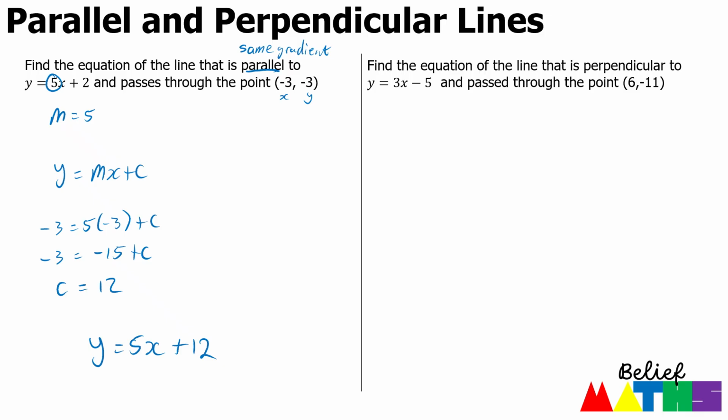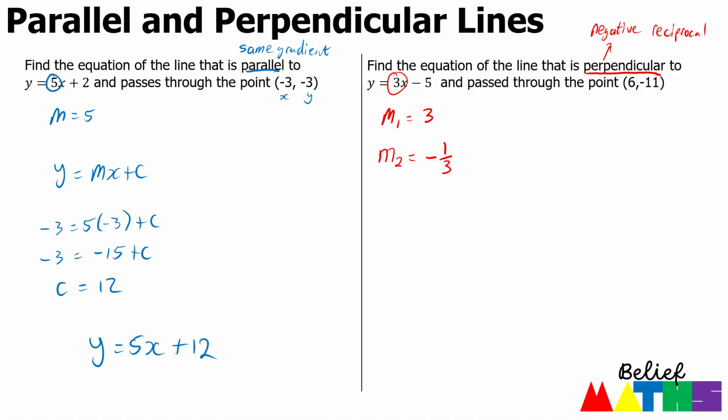Now in this one, I'm asked perpendicular. Now, when we have to find the perpendicular gradient, we use the negative reciprocal. That means if we have a fraction, we just flip it over, or if we have a number, we make it 1 over that number. And then if it's positive, we make it negative. If it's negative, we make it positive. So in this case, the gradient we're given is 3. So m1, the first gradient, is 3. So we're going to work out m2, which is our perpendicular gradient, which is going to be the negative reciprocal, so negative 1 over 3.